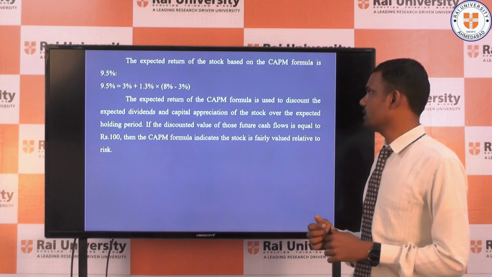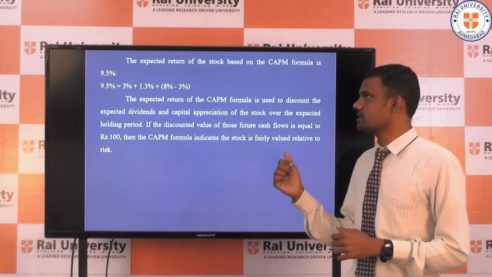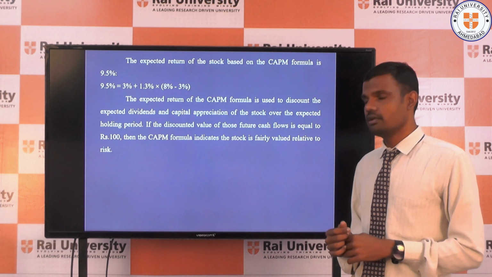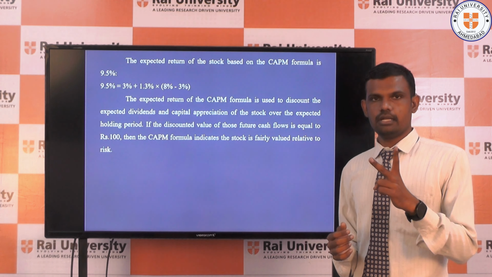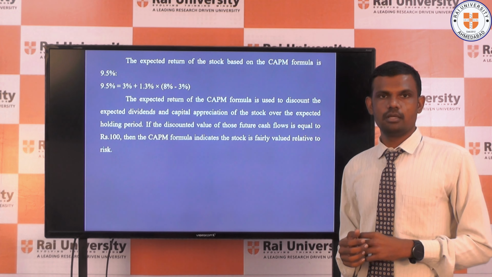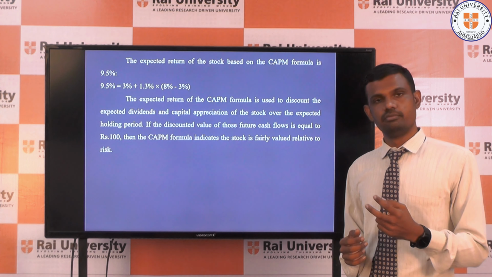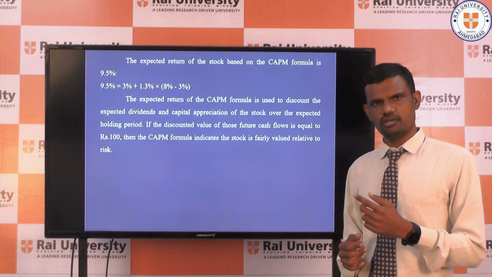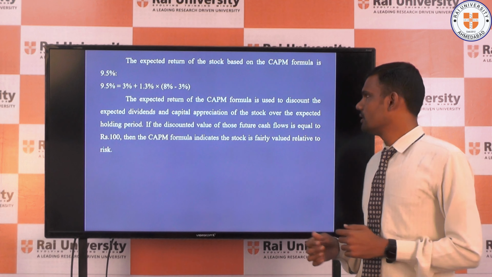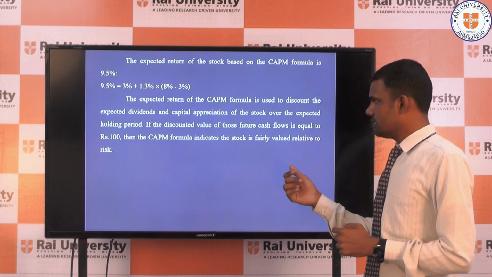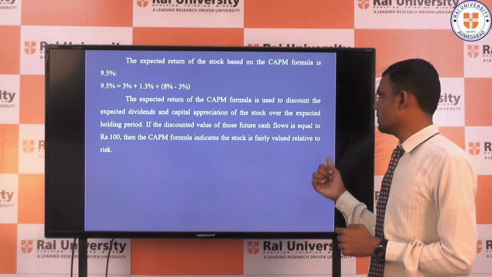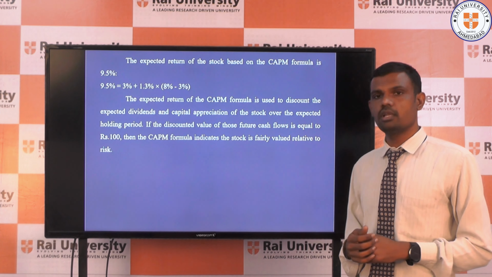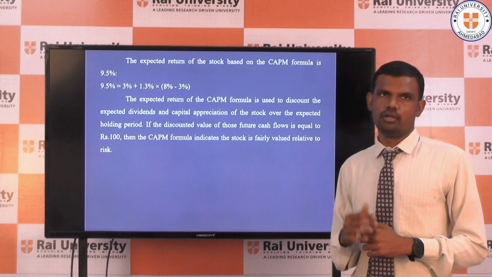Here the expected return from the CAPM formula is used to discount the expected dividend and capital appreciation of the stock. We generally see that there are two sources of return on investment. One is dividend and another is capital appreciation. Generally in stock we see that. Now if the discounted value of those future cash flows is equal to 100, then the CAPM formula indicates the stock is fairly valued relative to its risk.